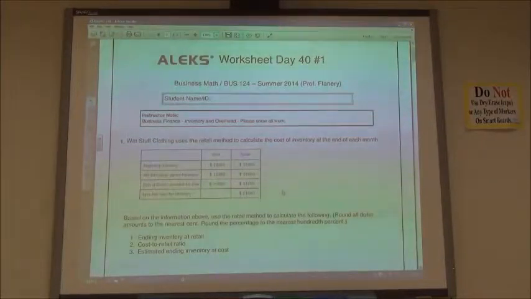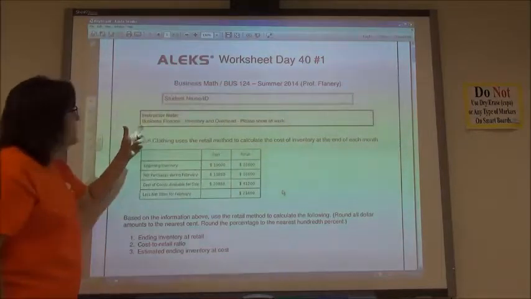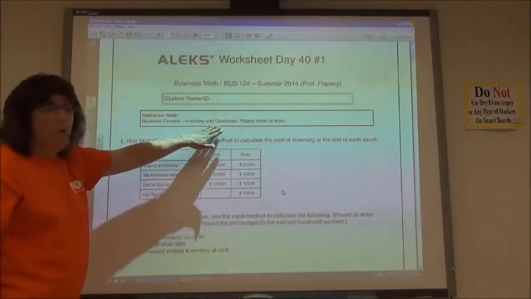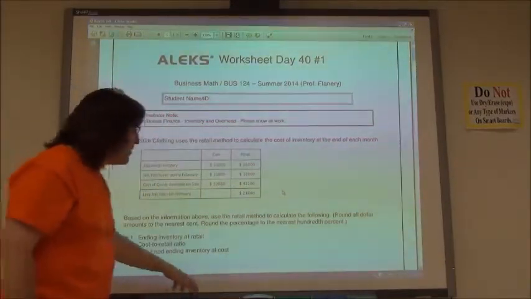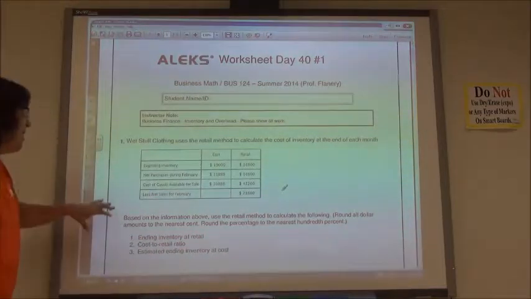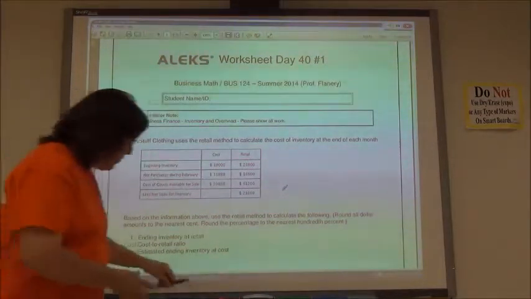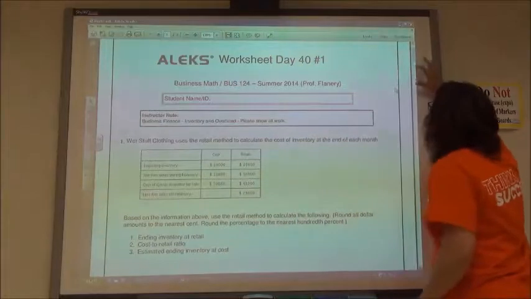All right, worksheet day 40 for business math, doing business finance, inventory and overhead. This is the last of the business math worksheet pages. Starting out with the table here, I'm going to move that up a little bit so we have some room.